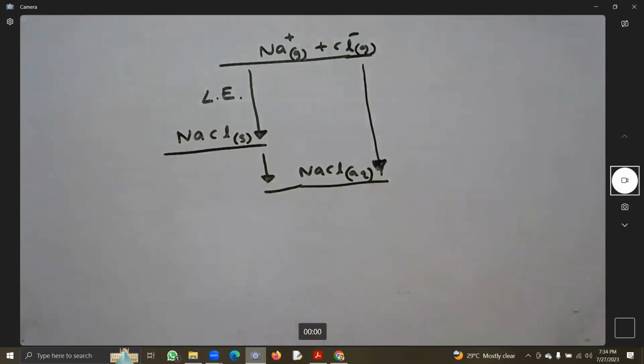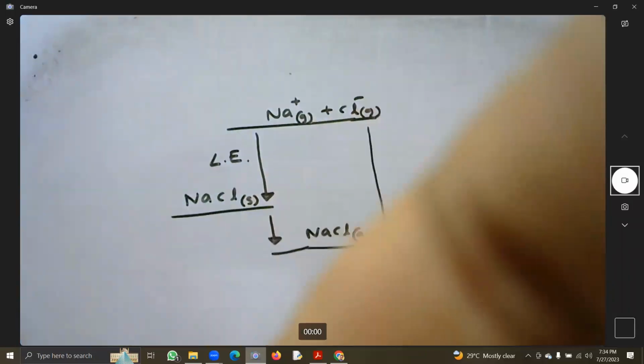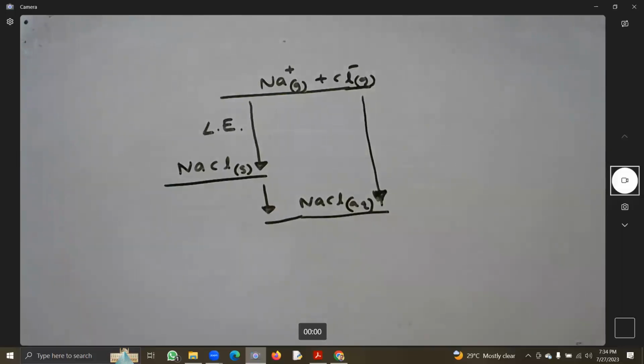This is not the Born-Haber cycle. This is the lattice energy cycle. There are two we did. This is not the Born-Haber. That's why, after some time, you start forgetting. We'll clear it up. The reason today we are doing both.